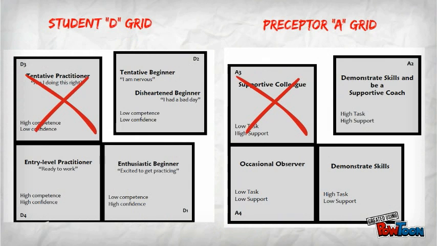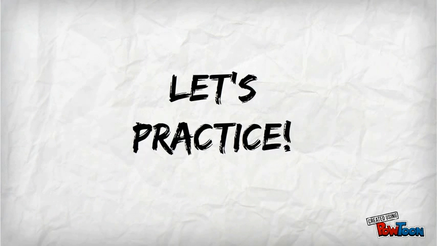If the D and the A grid match, then continue on. Most likely, you're both on the same page. If the D and A grid do not match, the preceptor should adapt to meet the needs of the student as to where they are at on the D grid. So now that you have the concepts, let's do some practice.